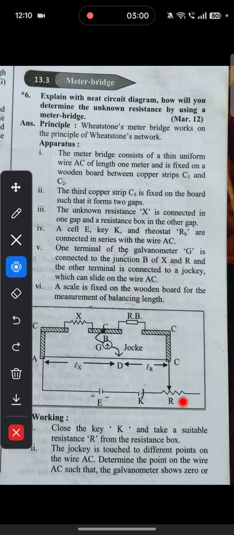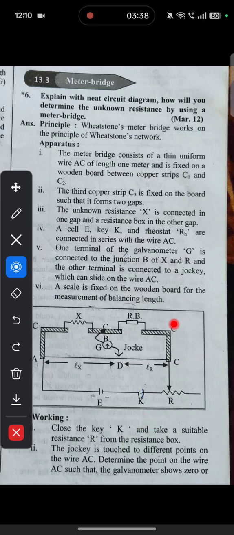One terminal of the unknown resistance is connected to the first terminal of the left gap, and the second terminal of the unknown resistance is connected in the left gap. In the same way the resistance box will be connected in the right gap. One terminal will be connected to the middle metal strip, and the second terminal will be connected to the third metallic strip, okay. So how will you connect the circuit?